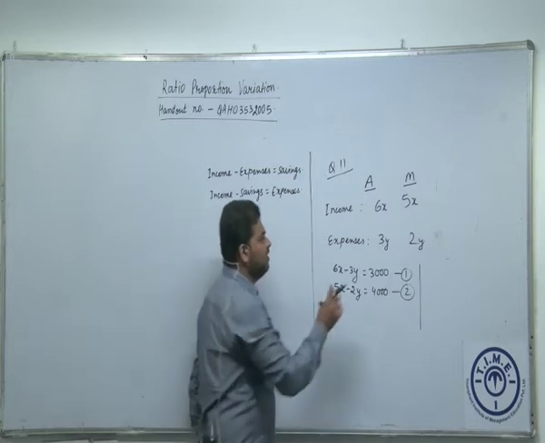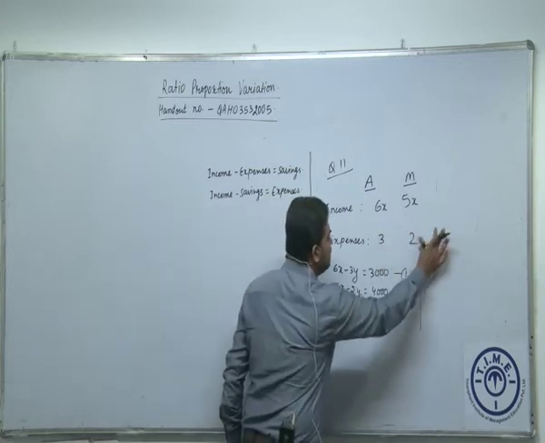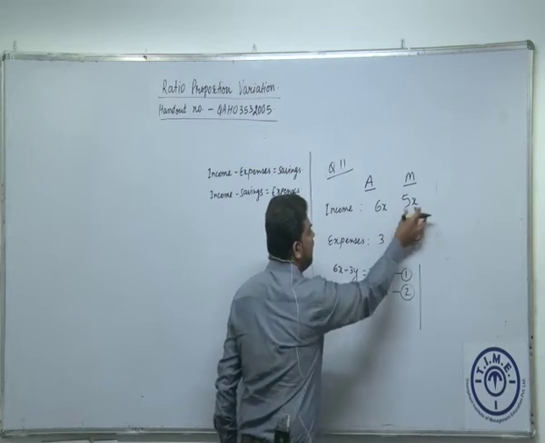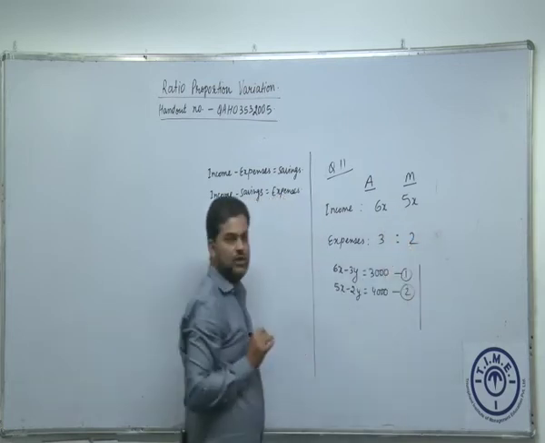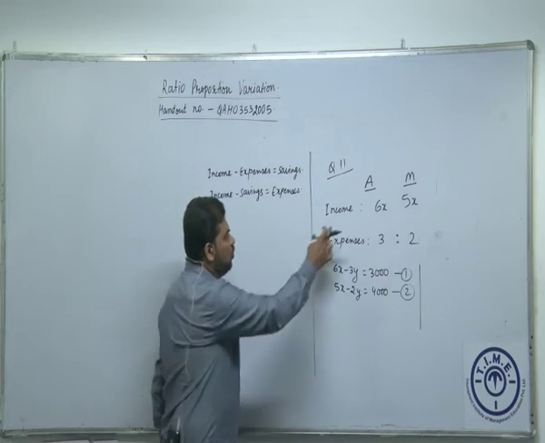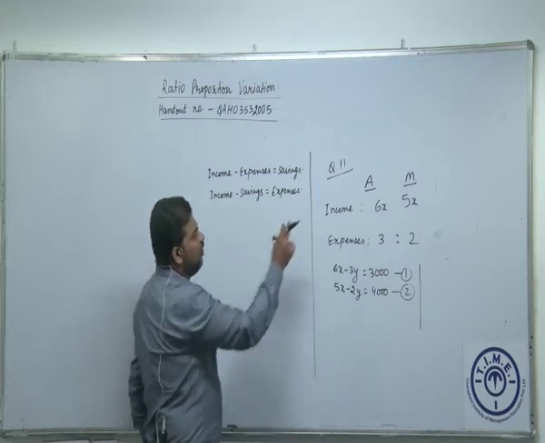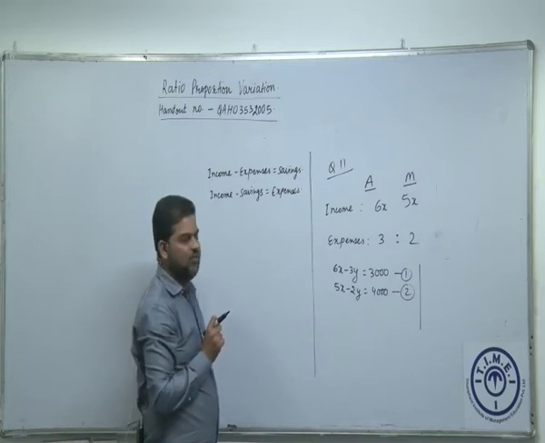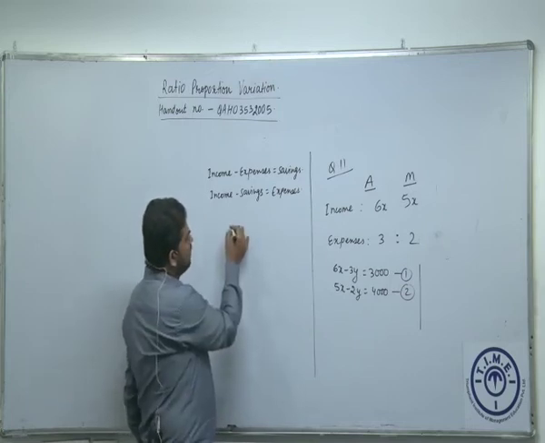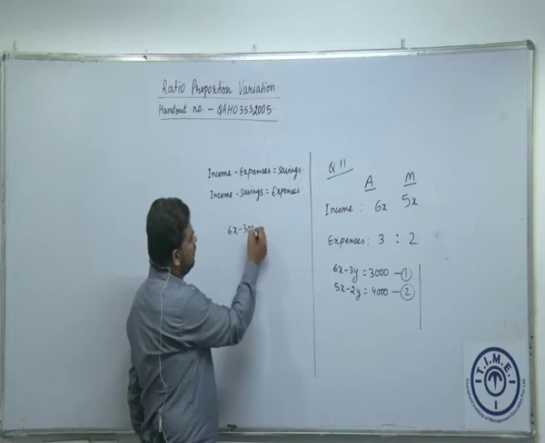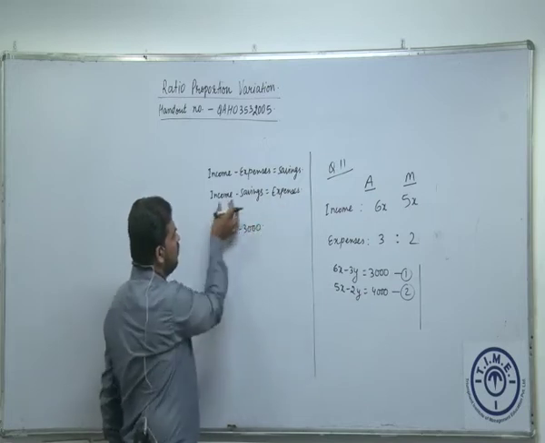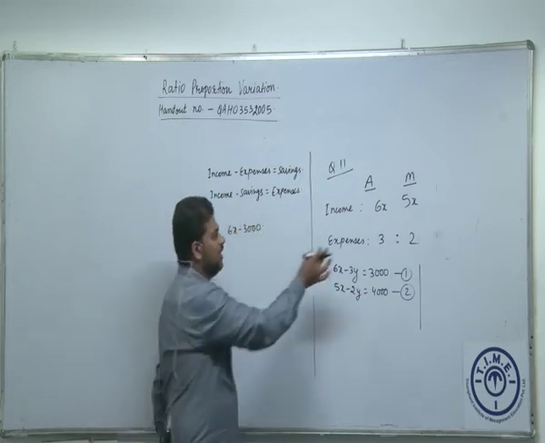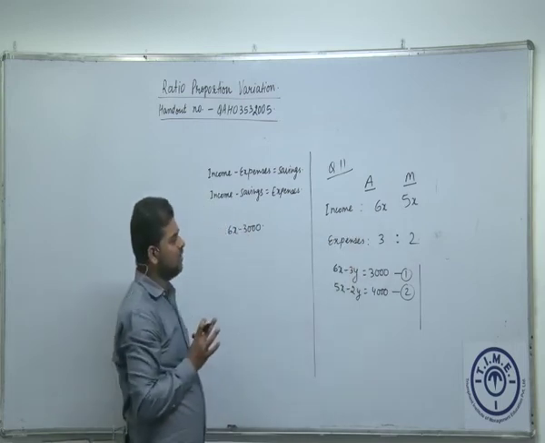So I can take the incomes like this, 6x and 5x, and let this be the ratio 3:2. Okay. So can I say for Anil, his income is 6x, and what is his savings? Savings is 3000. So what is his expenses? 6x minus 3000, right? Expenses equal to income minus savings. Income is 6x and savings is 3000.